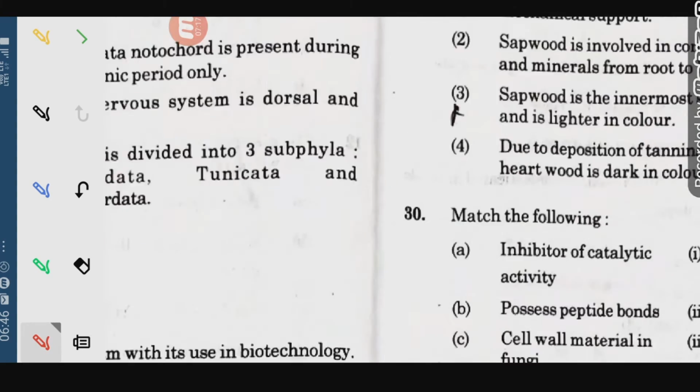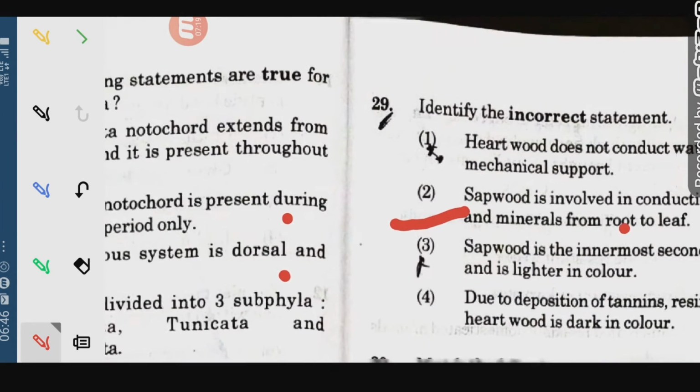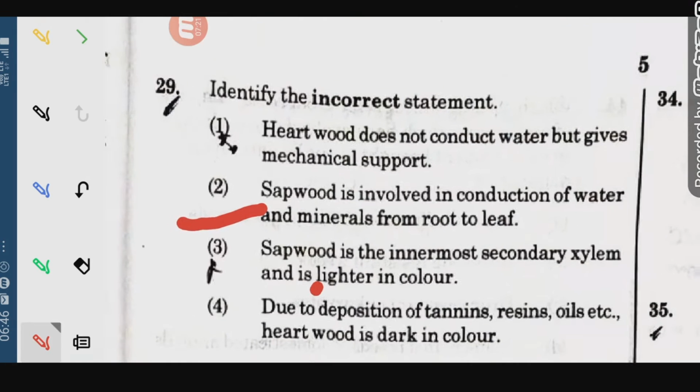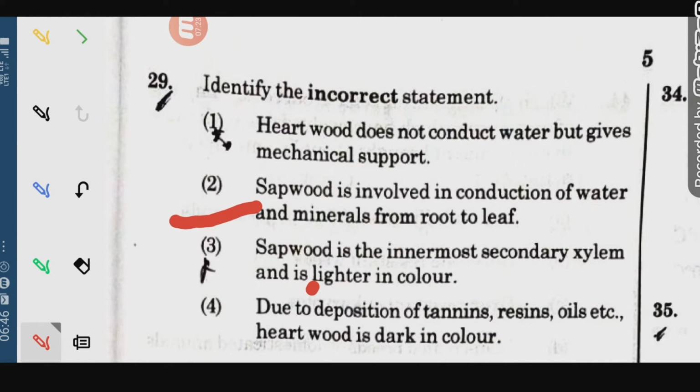Alright, heartwood doesn't contain water. Sapwood is involved in conduction. Chalo, this one would be the correct answer. Sapwood is the innermost secondary xylem and is lighter in color.